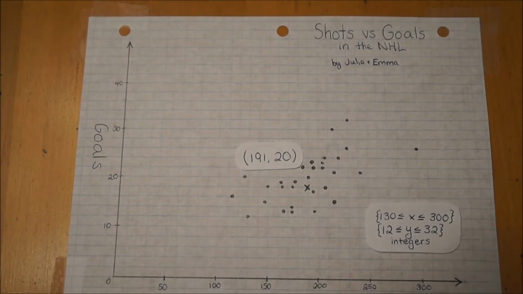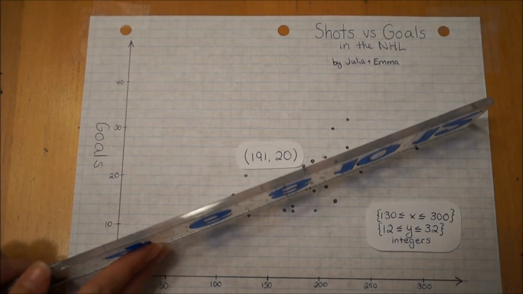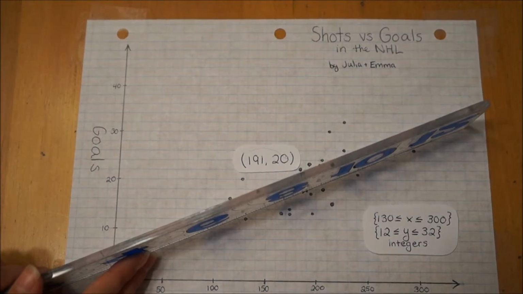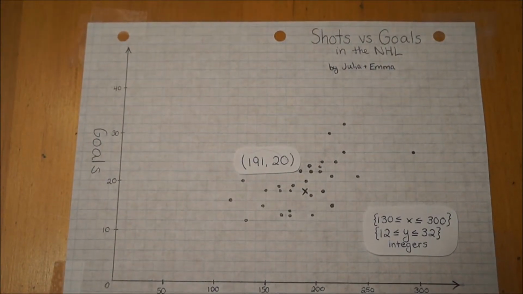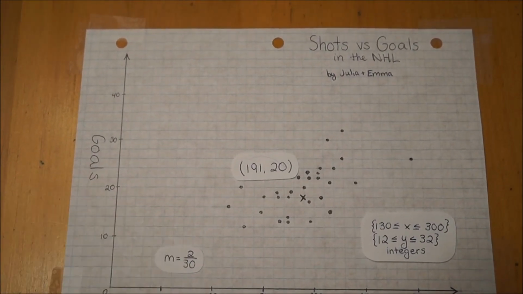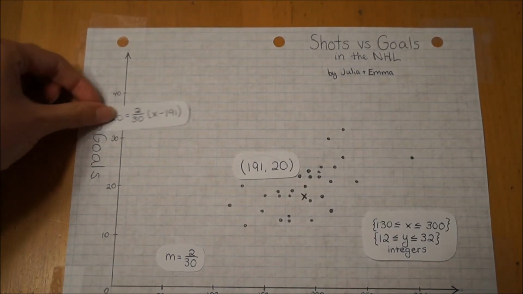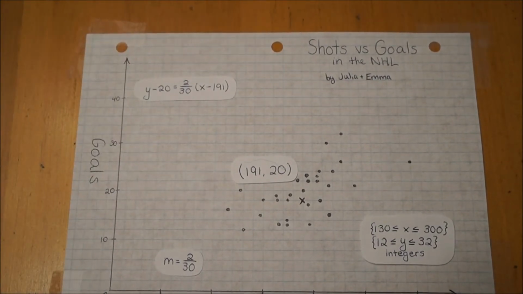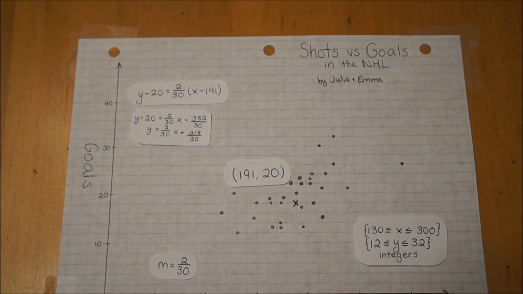We estimated the best fit line using this point. The slope looked like it was 1/3, but due to the scale of the graph, it was 2/30. We plugged the middle point and slope into a point-slope equation. From there, we converted the equation to slope-intercept form.